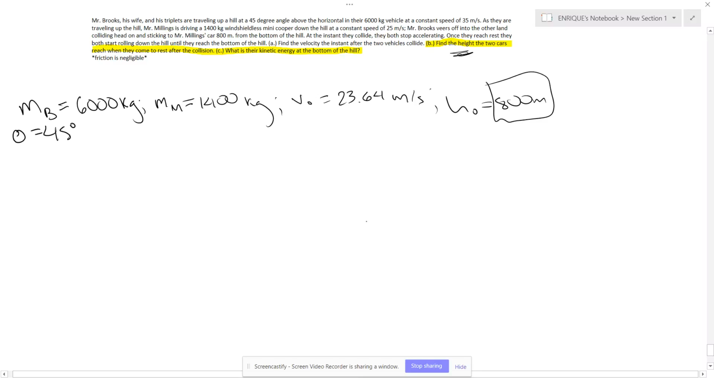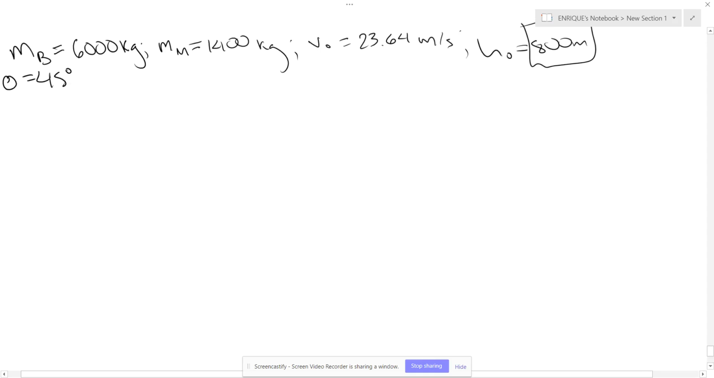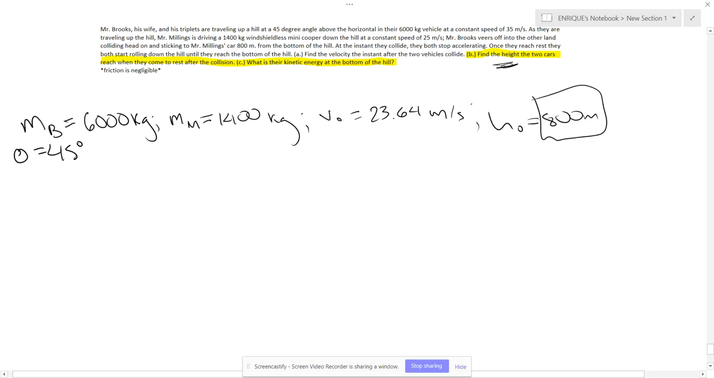Alright guys, so we're going to be solving for the second part of this problem now. Second and third. So what's it asking us? It's going to ask for the height, right? The height the two cars reach after they collide. First off, we can notice that we already have an initial height, so that's going to come into the factor later on.